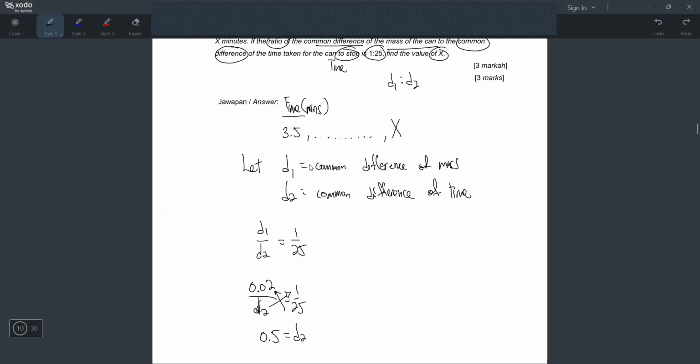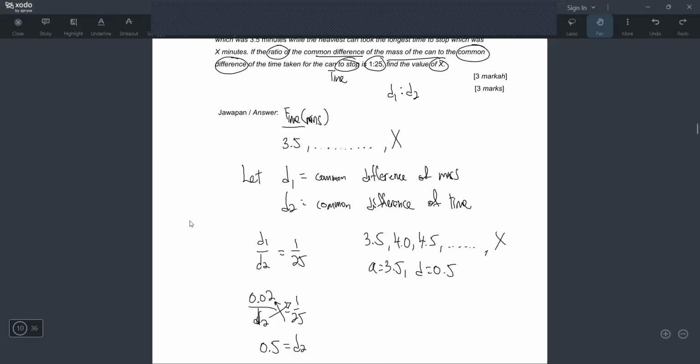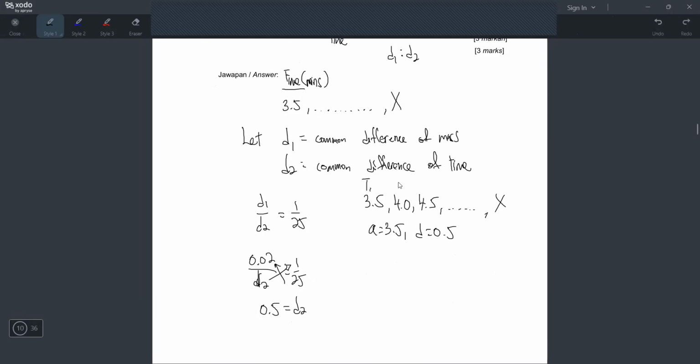It means what? It means my progression now is what? 3.5 minutes. The next one will be 4.0 because you plus 0.5 and then you plus 0.5, 4.5, and then it keeps going until X, right? So my A is 3.5, my D is 0.5. It means this is also arithmetic progression because the soalan also got mentioned, right? The time taken is also an arithmetic progression. So now how can I find the value of X? Okay, well, this is T1. This is T2, this is T3, and guess what? This must be T20.